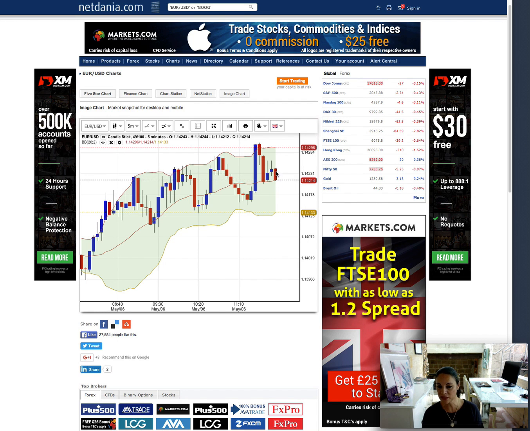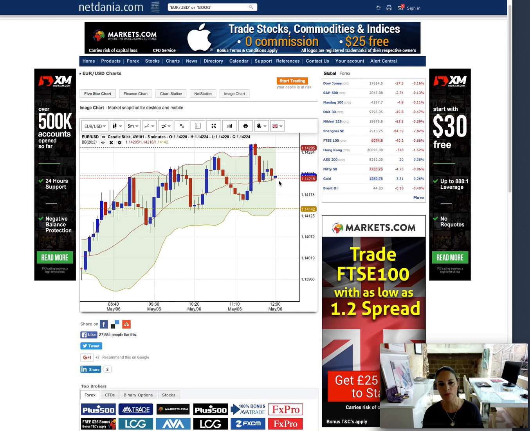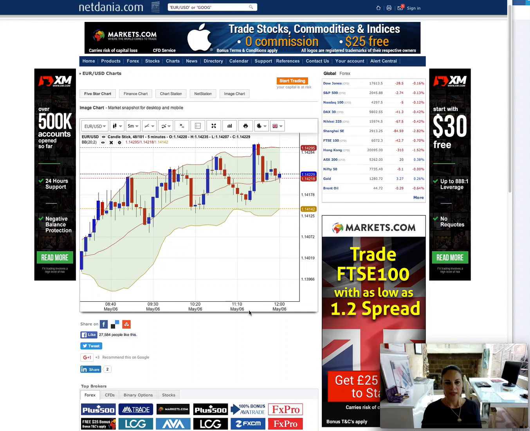So we have quite a strong bearish candlestick, and I would not trade at this point until I see how it's going to react after the next 5 minutes. See you back in 5 minutes, and we'll have a look at that.